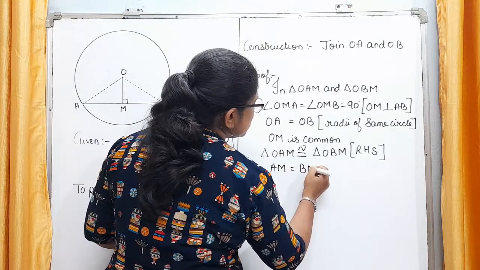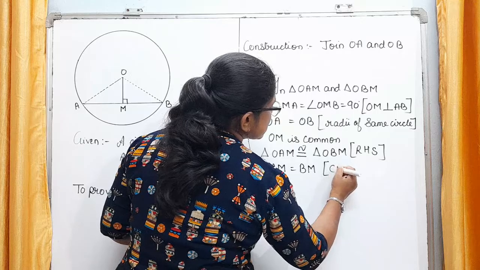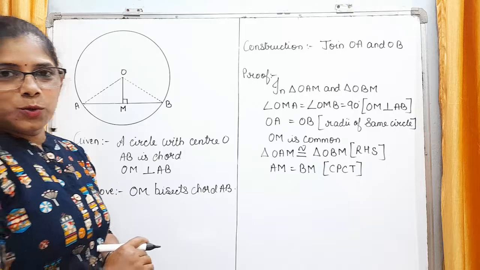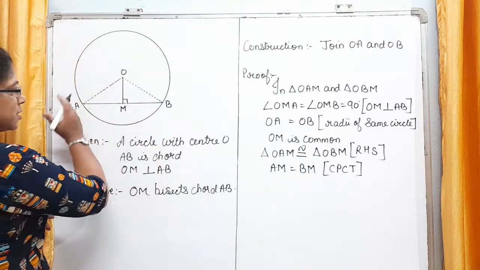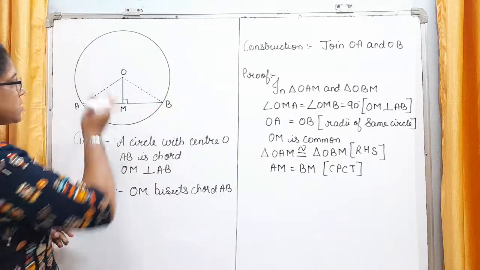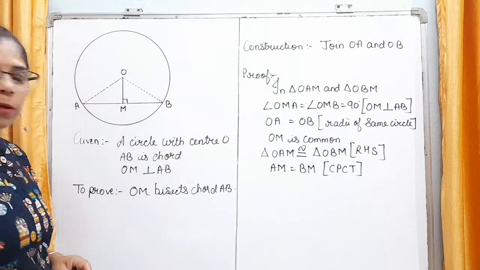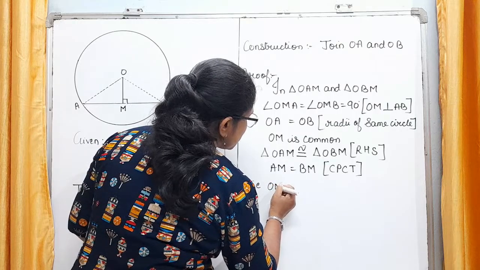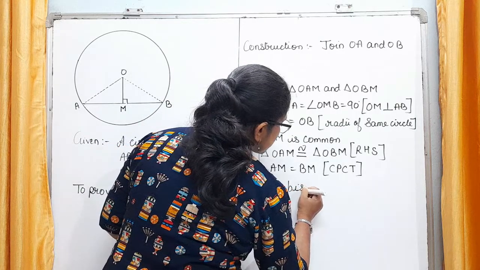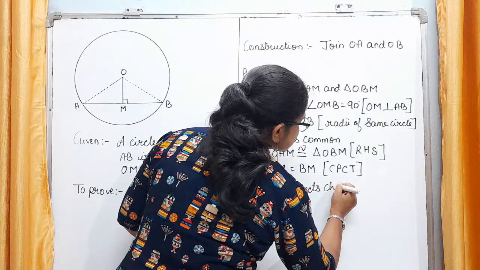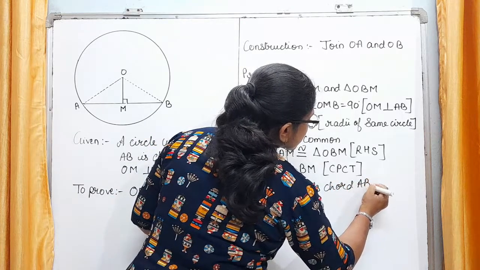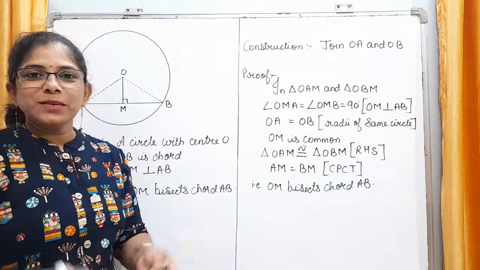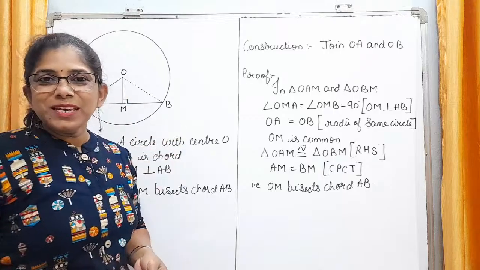As these two triangles are congruent, AM equal to BM. These are corresponding parts of congruent triangles. AM equal to BM. What is the meaning of this? M is midpoint of AB. This means OM bisects chord AB. That is, OM bisects our chord AB. So this proof is so simple, so easy, but it is important for the exam.